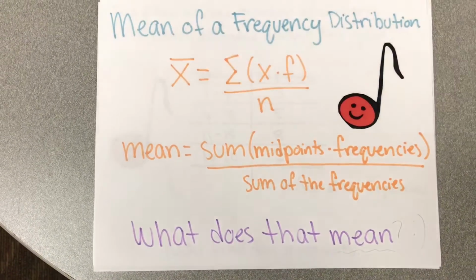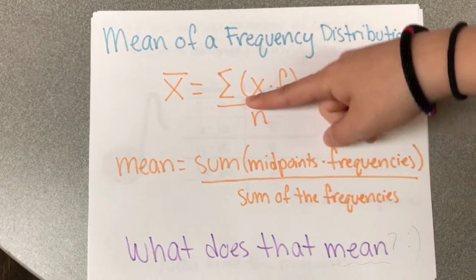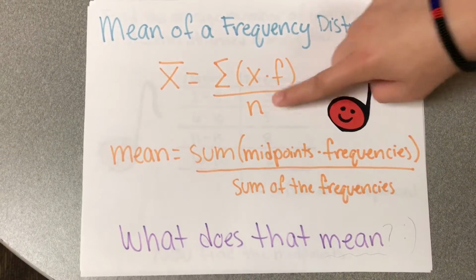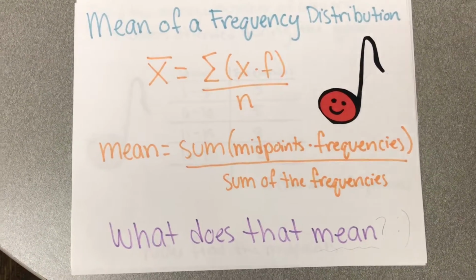Finally, let's learn how to find the mean of a frequency distribution. To find the mean of a frequency distribution, you need to take the sum of the midpoints times their frequencies and divide it by the sum of their frequencies. But what does that mean? See what I did there.